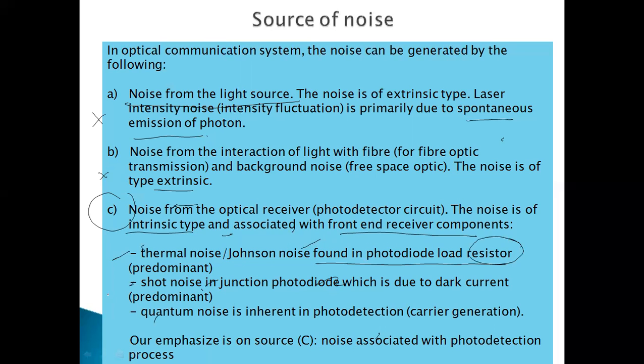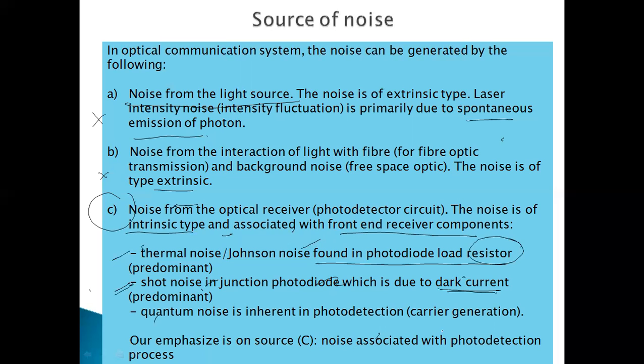Number two is shot noise in the junction photodiode, and this shot noise is due to the dark current. I believe you understand what dark current is from chapter 5. Dark current is the current that flows in your photodiode without any incident optical power. We know that in chapter 5, only when we have incident optical power do we have carrier generation, and only then is current produced in your photodiode. But the dark current is a flow of current due to the minority carriers, without any incident optical power to this photodiode. This is also known as leakage current.